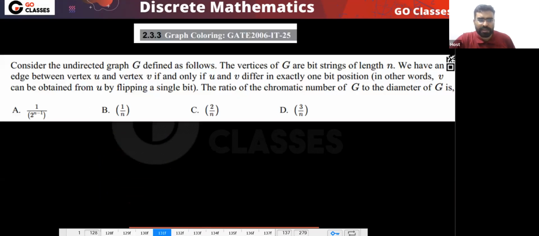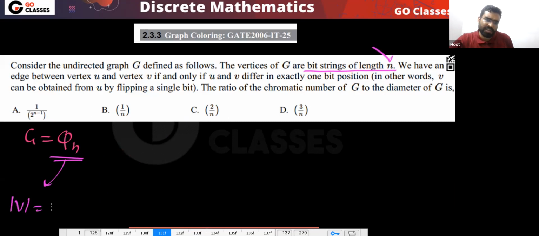Anyway, let's come back to this question. This is your graph G, and this G is your hypercube graph Qn, because in the hypercube graph we have strings of length n. How many vertices? There will be 2 power n vertices.